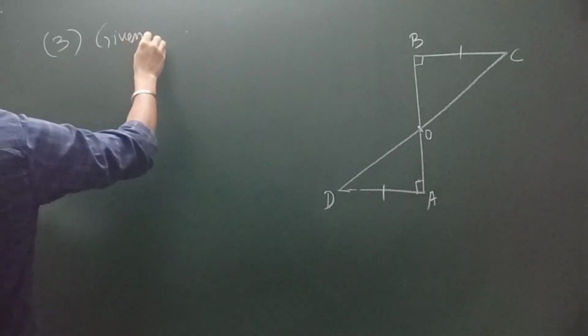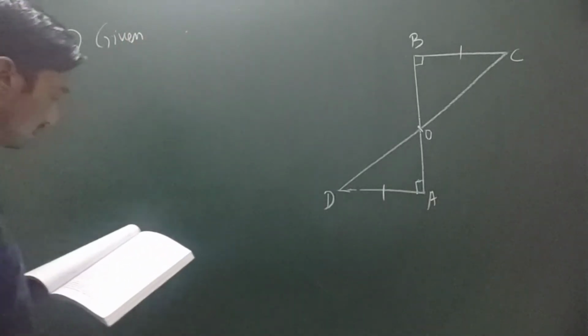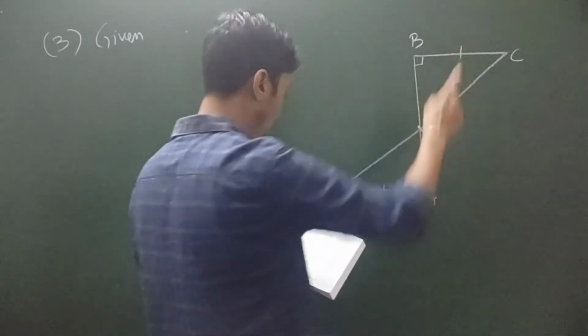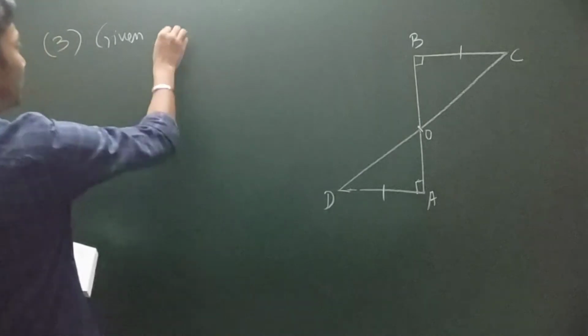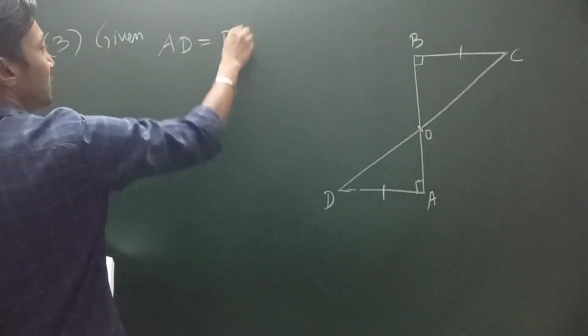Given: AD and BC are equal perpendiculars to a line. So it's already given in the figure also. You have to identify from the figure also. Okay, AD is equal to BC.